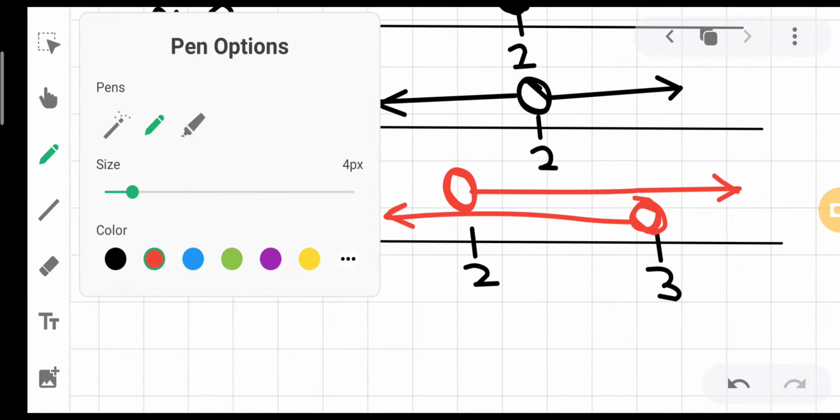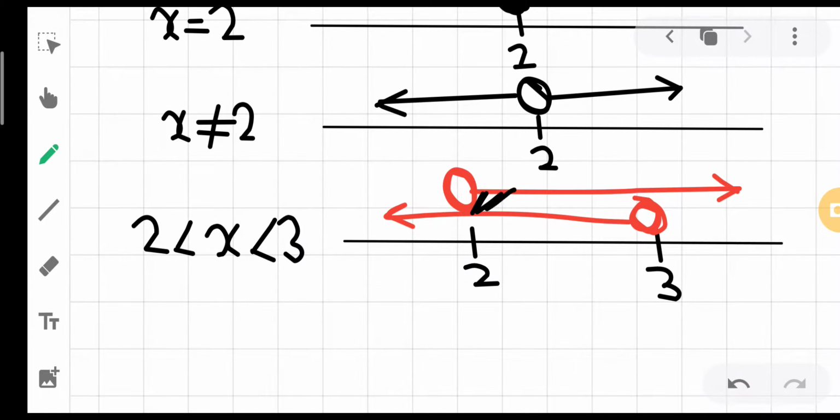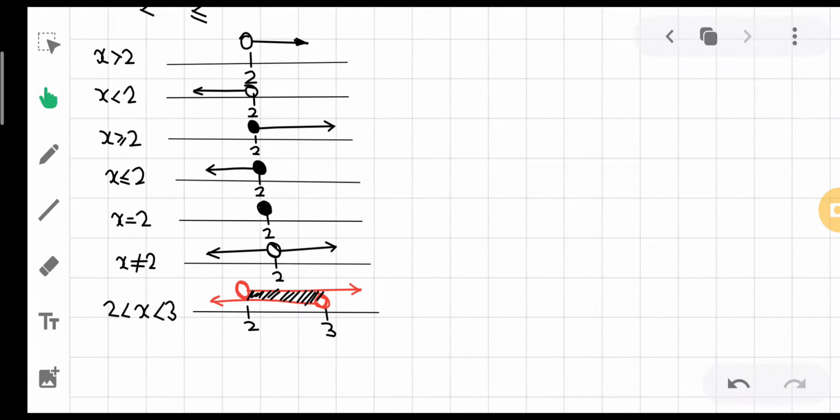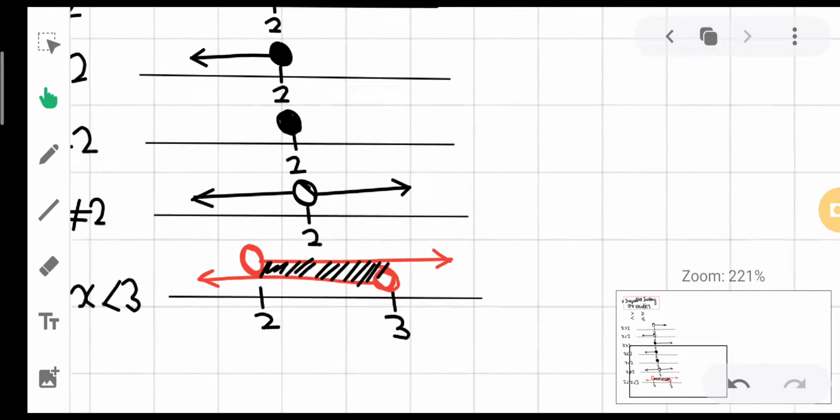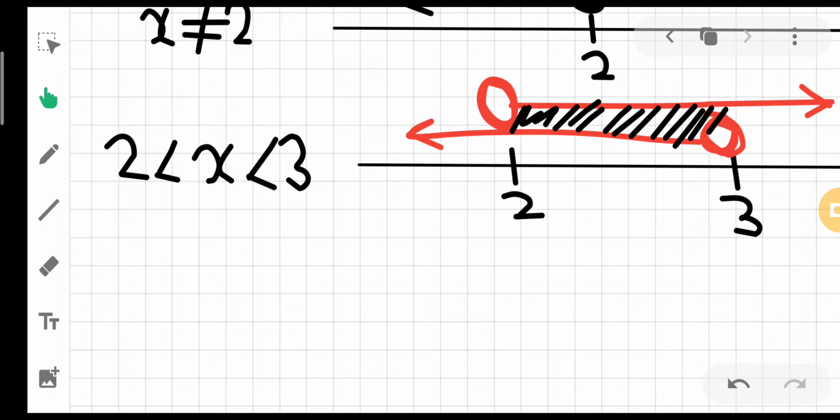The final shaded region will be the region that lies in between 2 and 3, so you are going to shade that particular region. Hopefully all of you are clear about all of the following situations of inequality जो कि greater than, lesser than, greater than equals to, lesser than equals to, exactly equals to, not equals to और combined inequality से related होंगी. Let me draw one more situation of combined inequality so that all of you will be clear. The situation is like this.